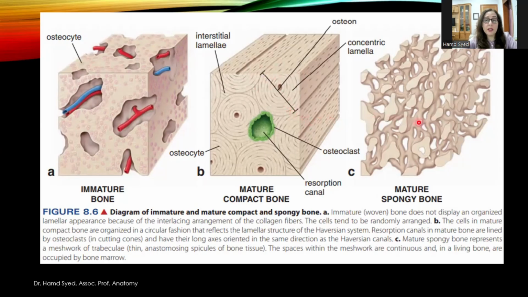And if we look at the mature spongy bone, here we also have the lamellar bone, but it is not arranged as osteons in comparison to compact bone. Over here we have the spicules, which are the interconnected trabeculae, and between them you can see the spaces, which are also present in the living bone, and there is the process of hematopoiesis which takes place.